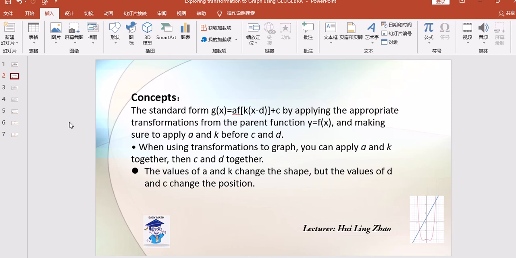Concepts. The standard form is g(x) = a f(k(x - d)) + c, obtained by applying the appropriate transformation from the parent function y = f(x), making sure to apply a and k before c and d. When using transformations to graph, you can apply a and k together, then c and d together. The values of a and k change the shape, but the values of d and c change the position.